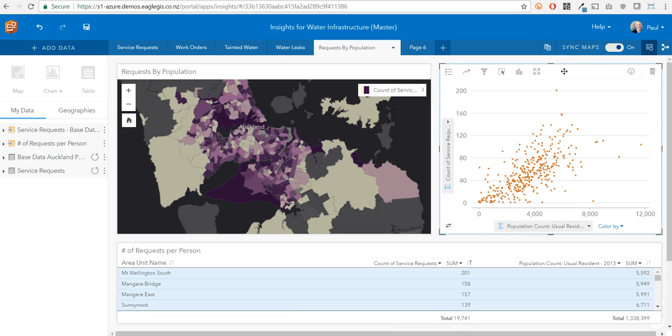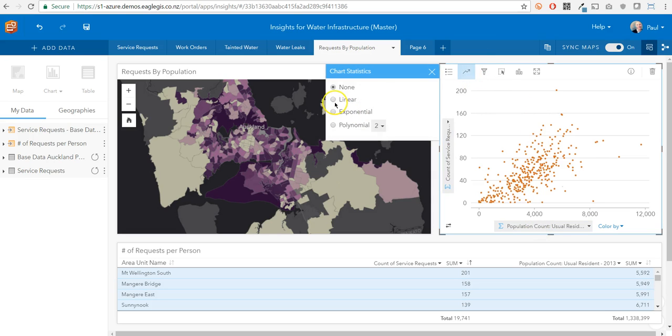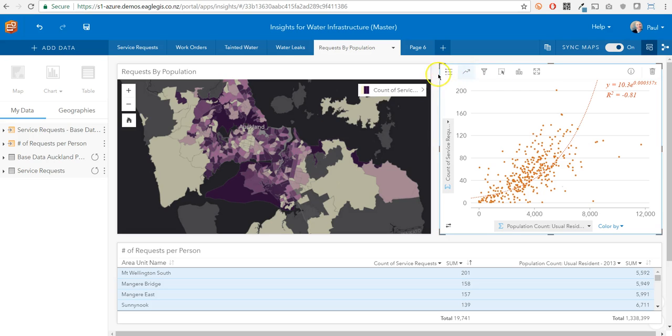To identify areas for further analysis and investigation, we can use this relationship between calls for service and the normal population, and we can explore that ratio and the relationship. Is it linear or is it exponential? Furthermore, we can take a look at the outliers.